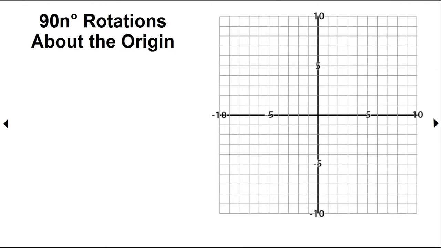First, we're going to rotate points about the origin in multiples of 90 degrees, so 90, 180, 270, etc. Also, negative 90, negative 180, etc.